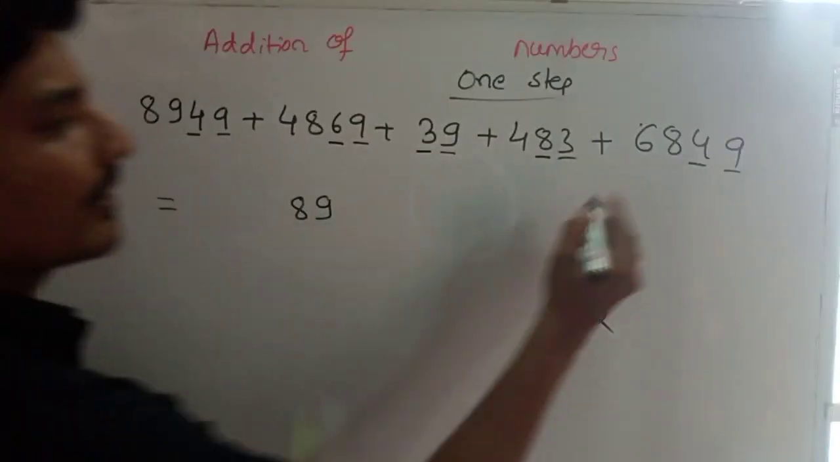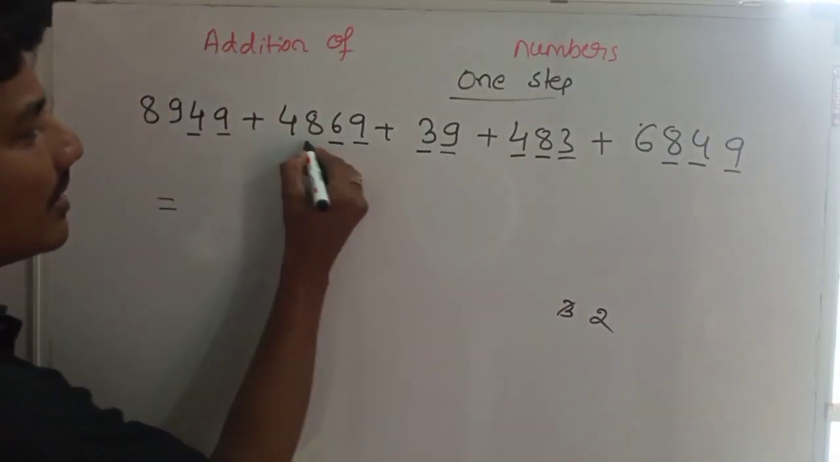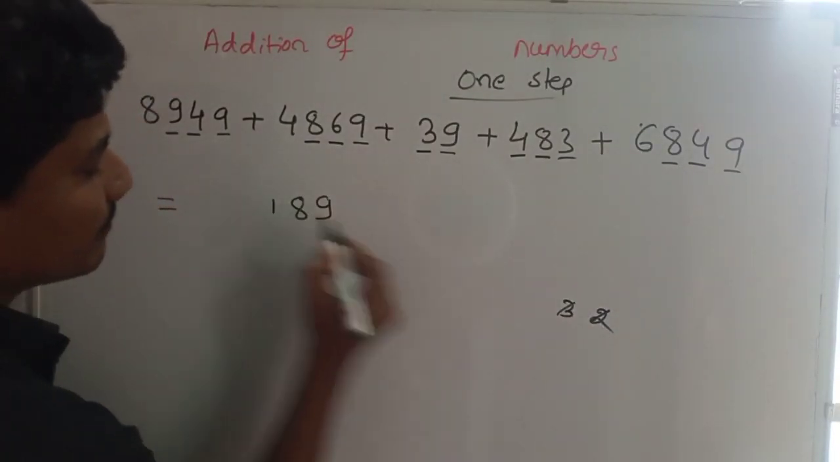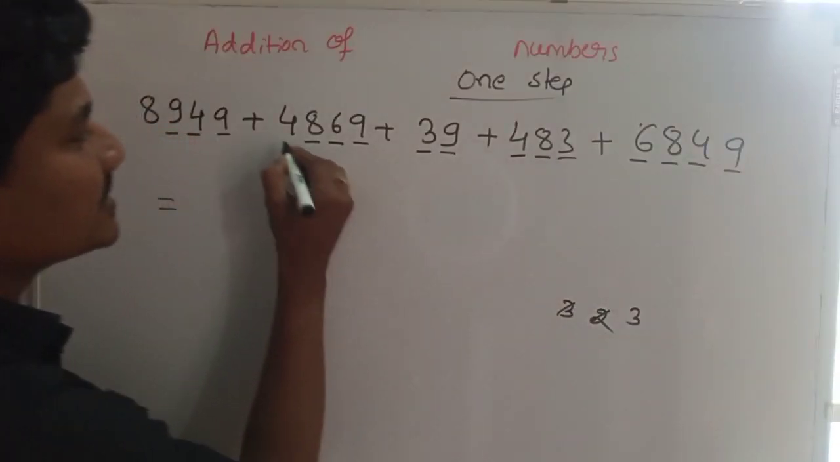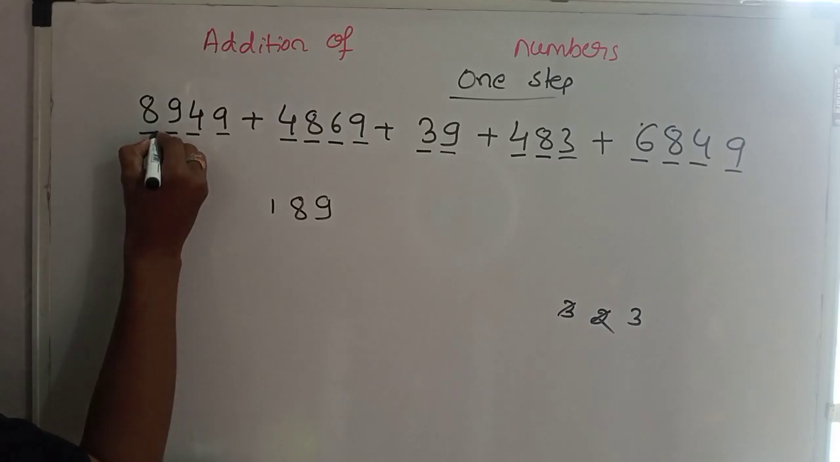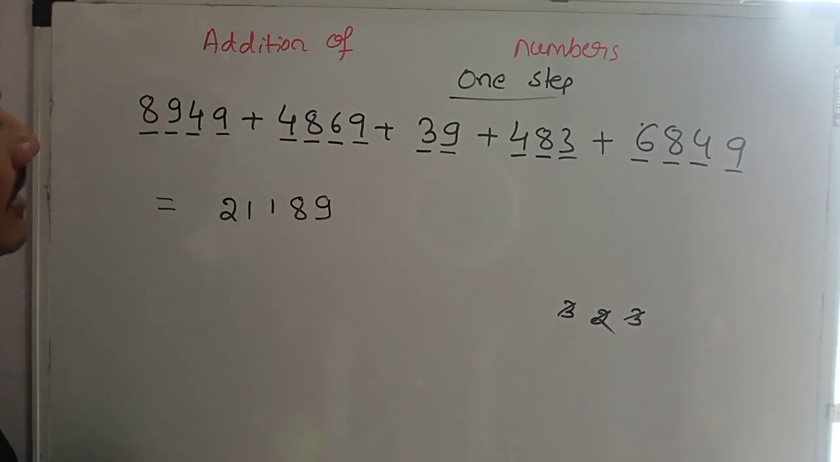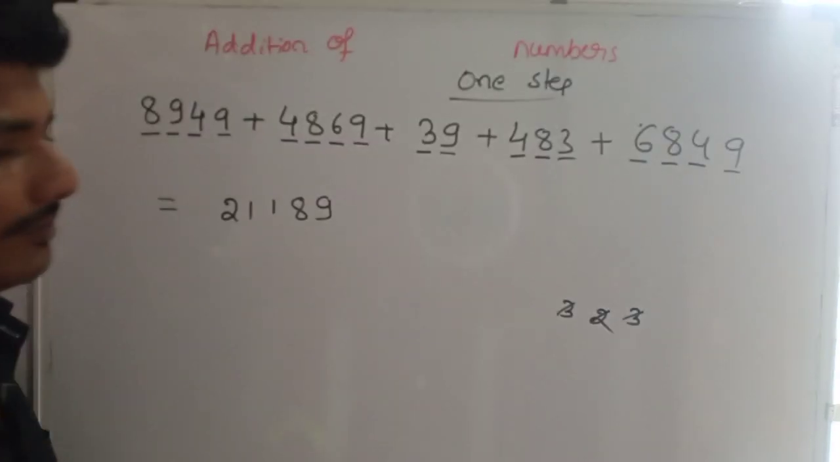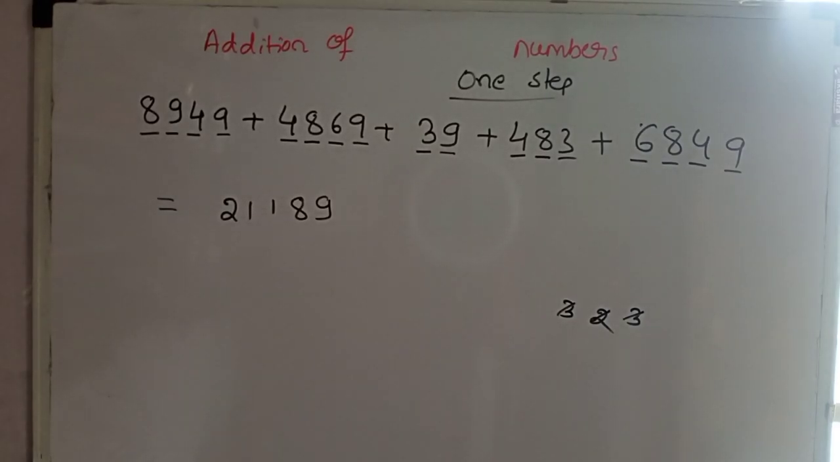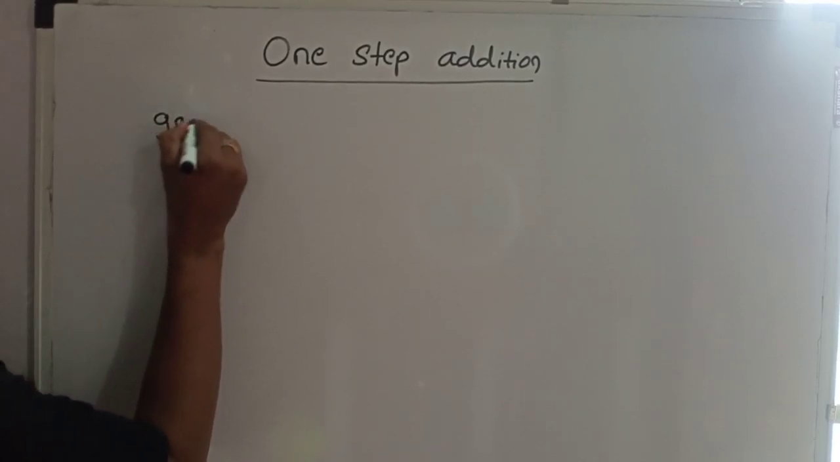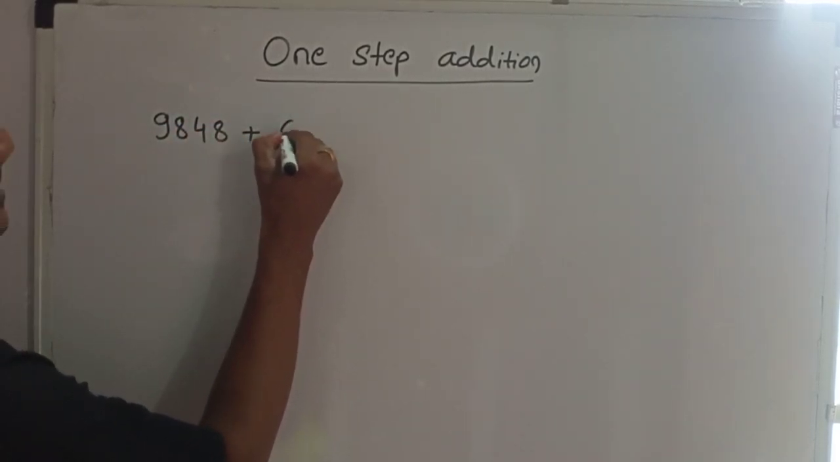2, 8 plus 4 12, 12 plus 8 20, 20 plus 9 29 plus 2 31, carry 3, 6 plus 4 10, 10 plus 8 18, 18 plus 3 21, 21,189 is the answer for this question. This is how we can solve the questions in one step. That is, one step addition is the total summary of this video.